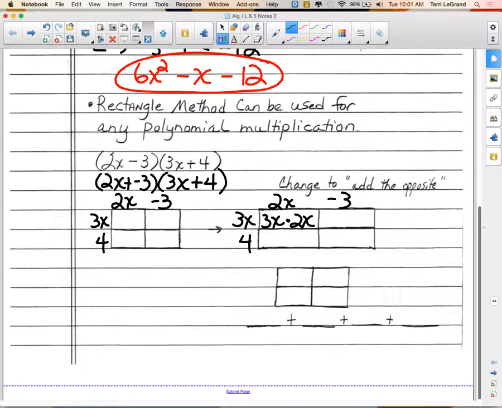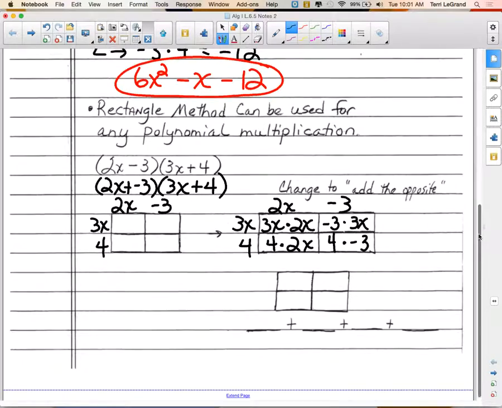So we show that 2x has to get multiplied times the 3x. This rectangle has dimensions of -3 times 3x. Again, remember, order does not matter in multiplication. So it is -3 long, 3x wide. How about the bottom left rectangle? What would its multiplication be? 4 times 2x. 4 times -3.